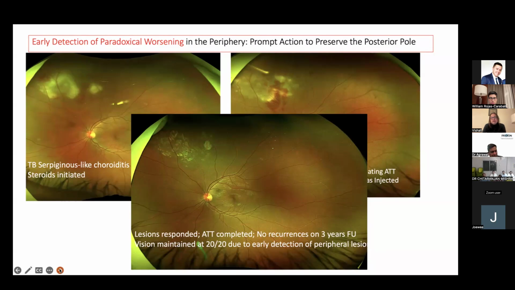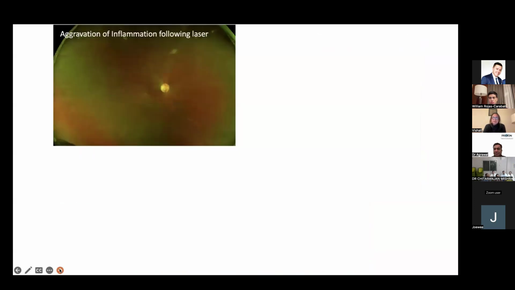Vision maintained at 2020 because we were able to monitor the periphery. We were able to take action, which did not allow the disease to come in the posterior pole that might have compromised his vision.